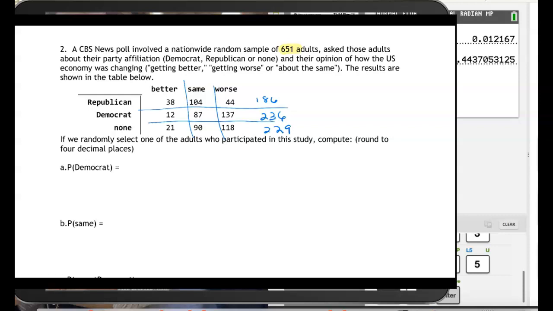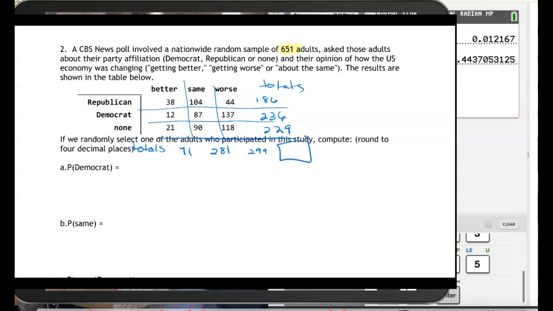Now we want to do the same thing for the columns. We want to get those totals. So these are our totals. We're going to have totals down here. So we have 38 plus 12 plus 21, or 71. 104 plus 87 plus 90, or 281. I thought it was the same. 44 plus 137 plus 118, and 299.